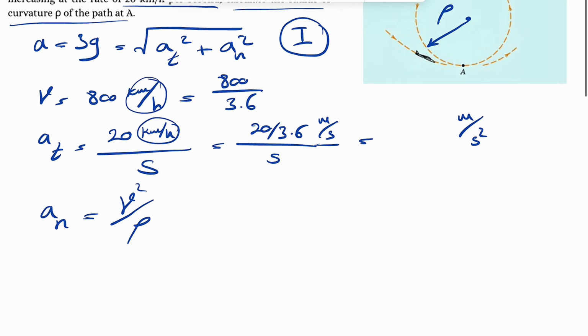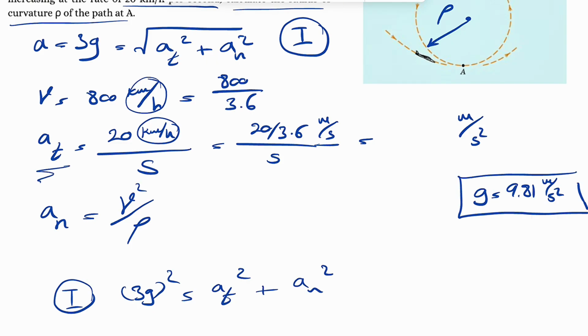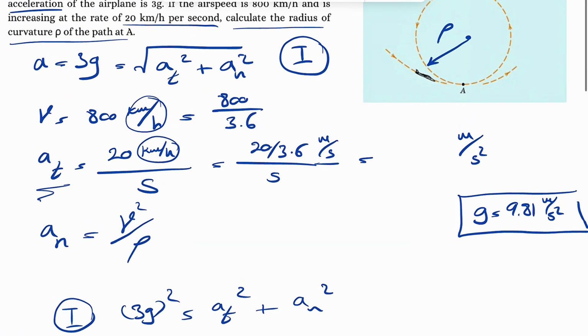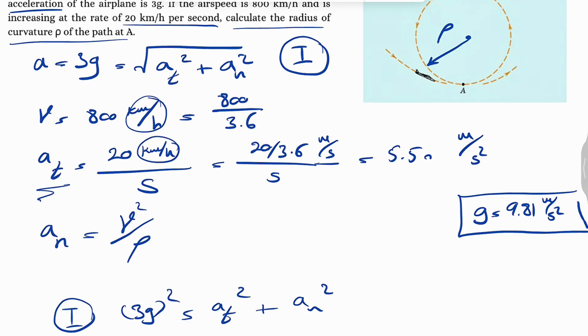Basically, if we square the first equation, we're going to have (3g) squared equal to a_t squared plus a_n squared. The g that we're going to use in here is 9.81 meters per second squared, because we are in SI units. That's going to be our g. All we need to do is find a_t in meters per second squared, which is what we did in here. So basically 20 divided by 3.6, which is going to be 5.56.